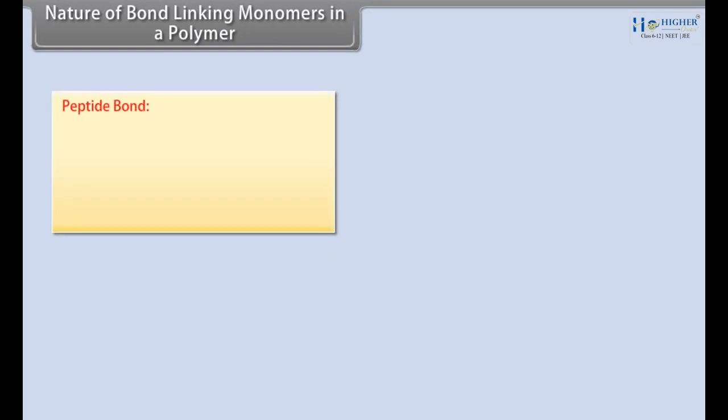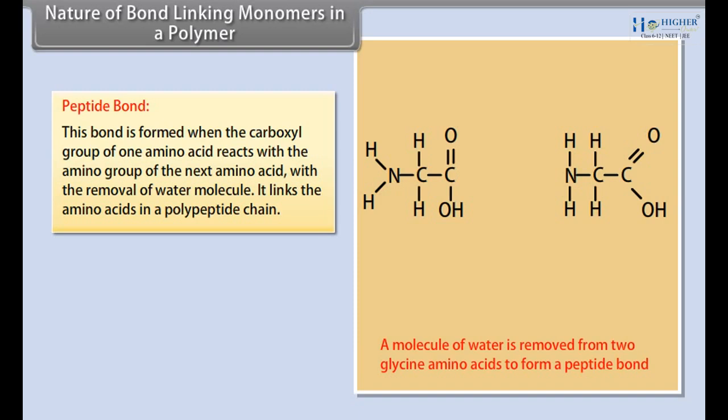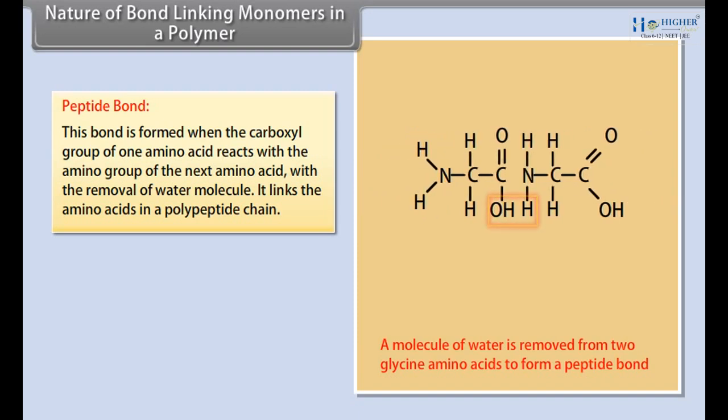Nature of bond linking monomers in a polymer. Peptide bond. This bond is formed when the carboxyl group of one amino acid reacts with the amino group of the next amino acid with the removal of a water molecule. It links the amino acids in a polypeptide chain.